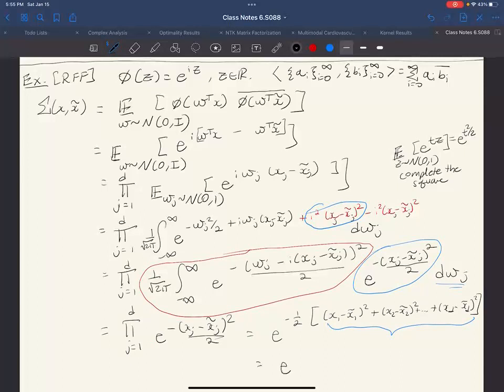So in conclusion, we have just proved that the NNGP for the random Fourier feature model is exactly the Gaussian kernel. So this is the RBF, and we let that L value be exactly... I'm sorry, L is just 1/2.